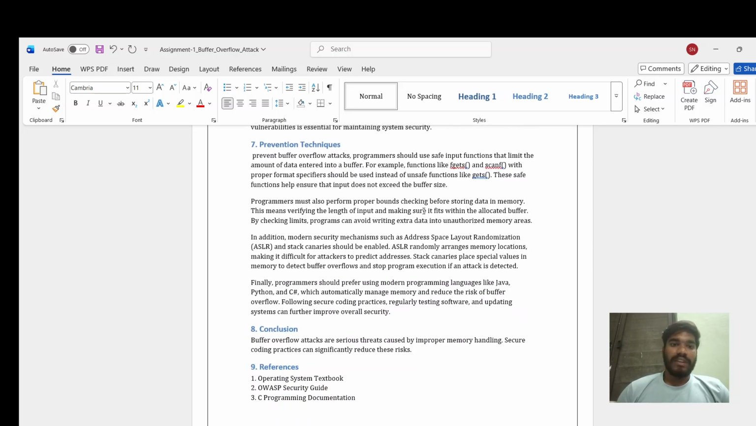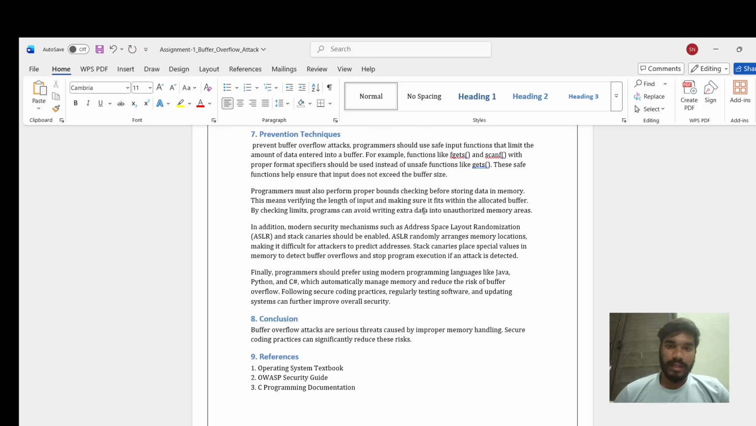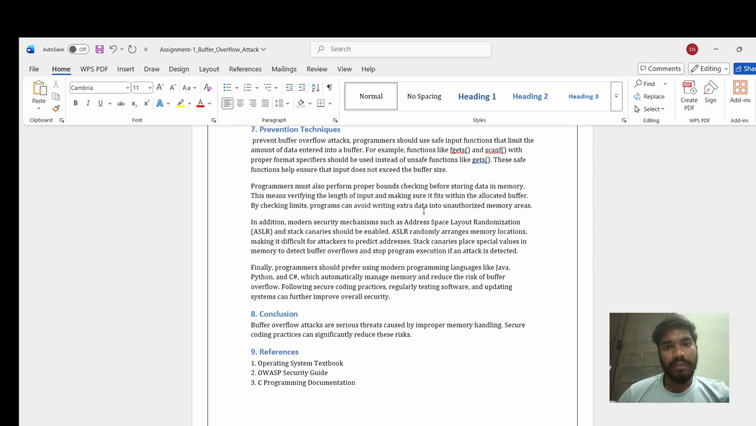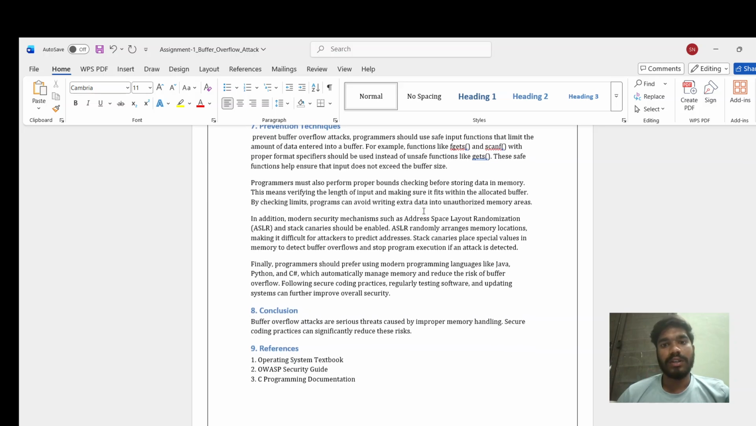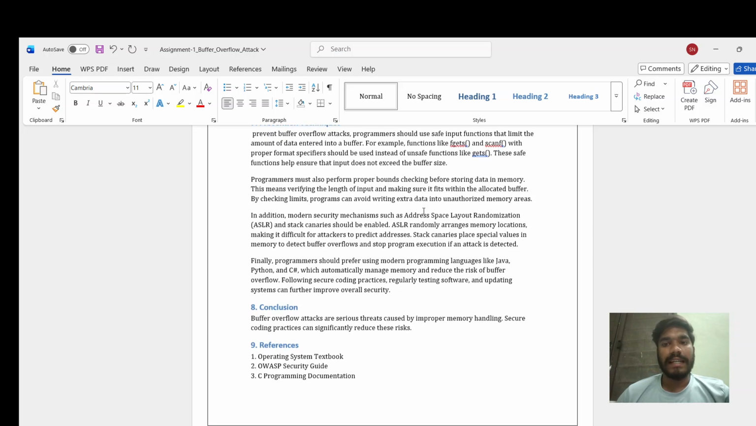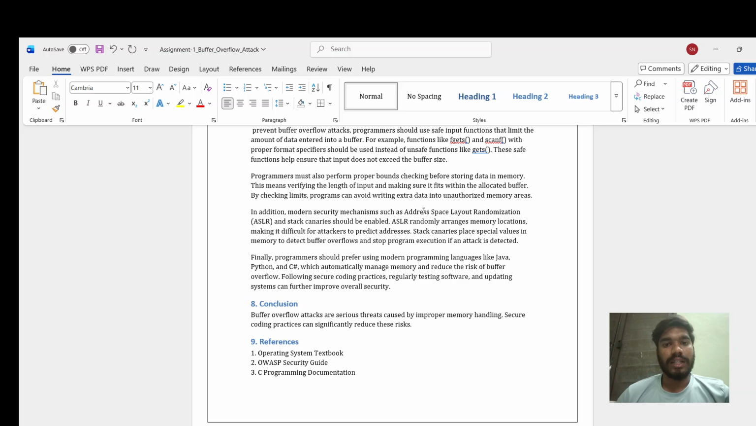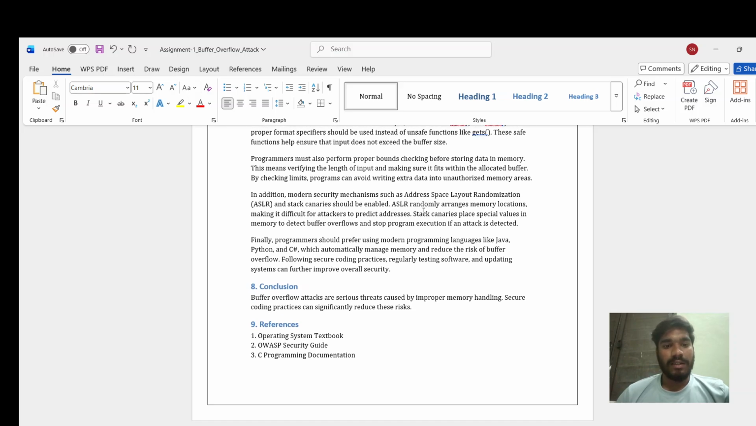Prevention techniques. To prevent buffer overflow attacks, programmers should use safe input functions and limit the data written into buffers. For example, functions like fgets or scanf with proper format specifiers should be used instead of unsafe functions like gets. Safe functions help to ensure that input does not exceed the buffer size.